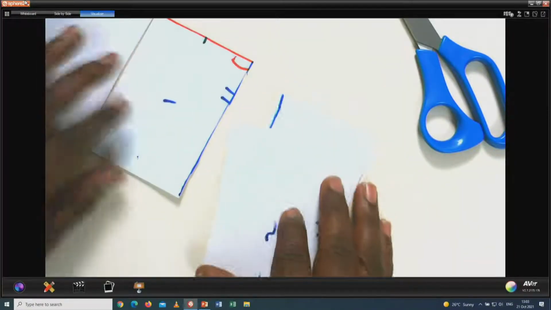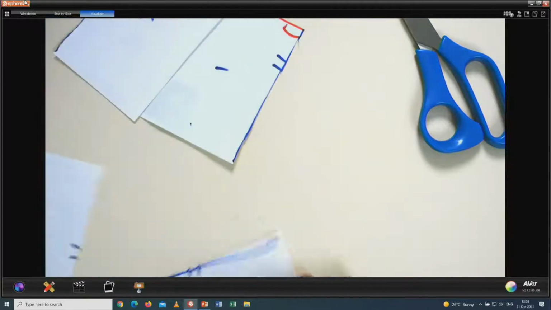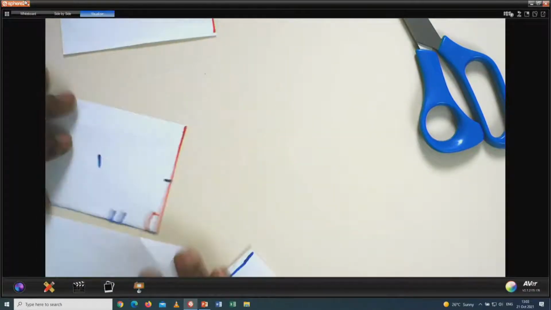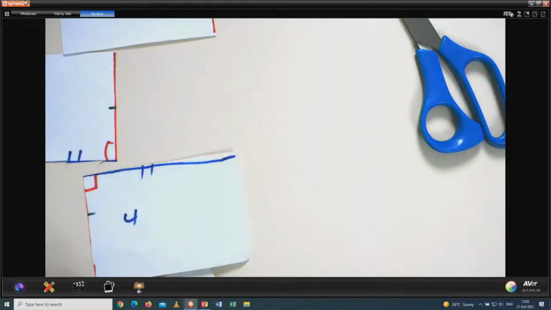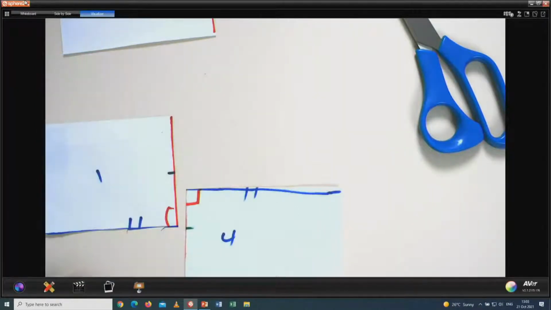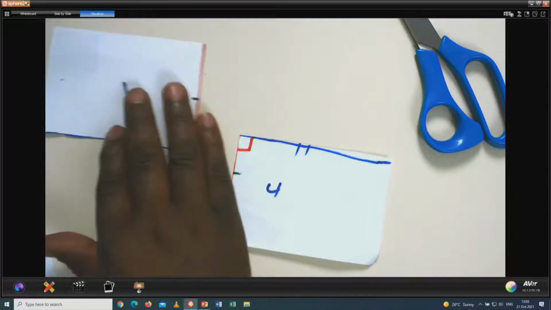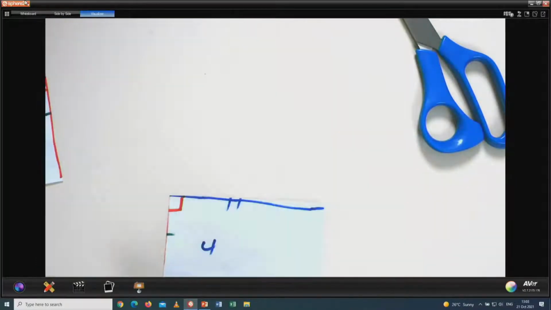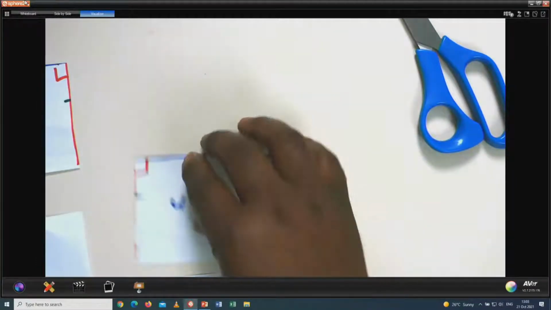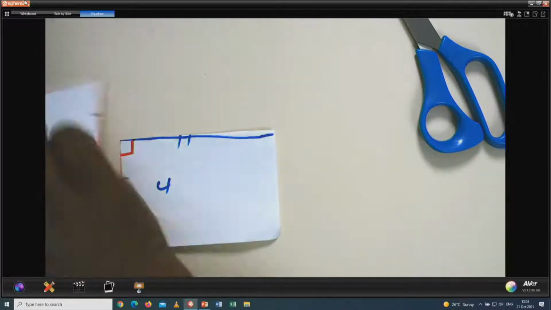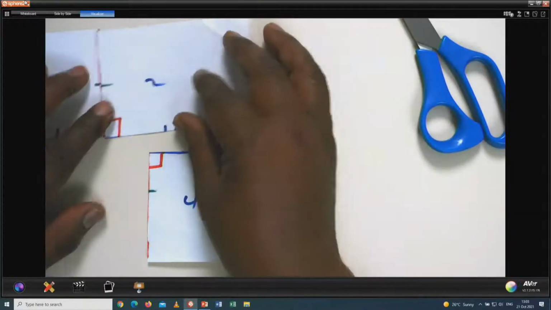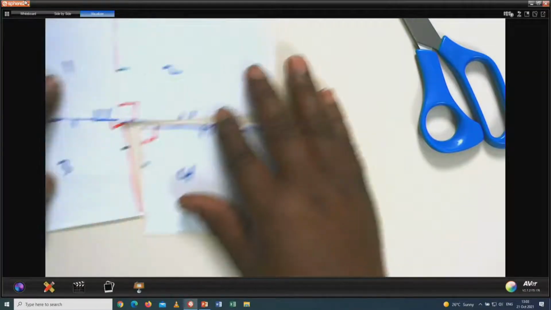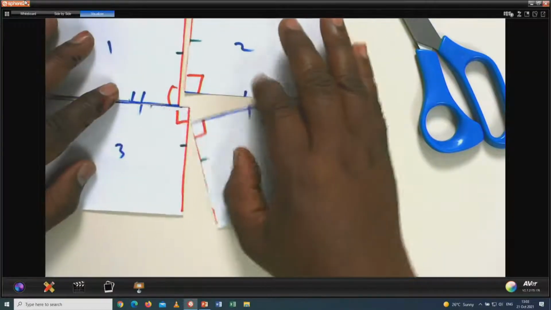Now, where are our figures? 1, 2, 3, 90 is outside. 1, 2, 3, 4. That's one there, that one here. 1, 2, 3, 4. 1, 2, 3, 4. Yes, there's our original figure.